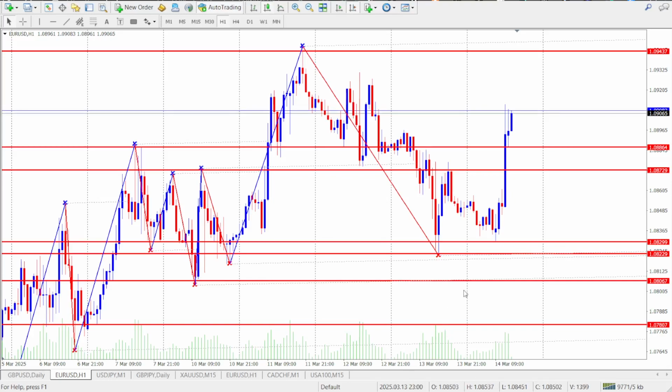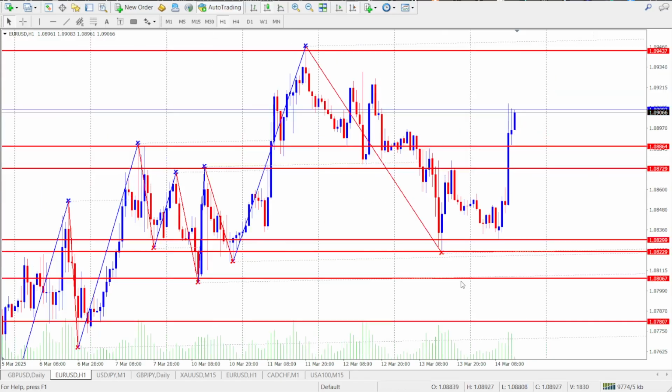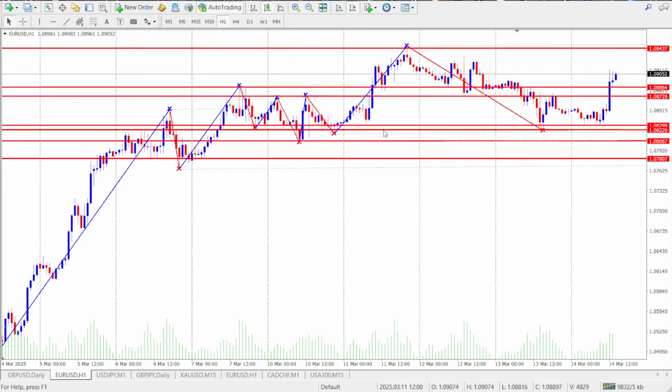The first strategy is reversal trading. Look for a buy signal when price touches a strong support level and starts to reverse upwards. You can look for a sell signal when price reaches resistance and starts to reverse downwards. Confirm your trade with candlestick patterns like pin bars or engulfing candles. Then the second strategy is trend continuation.